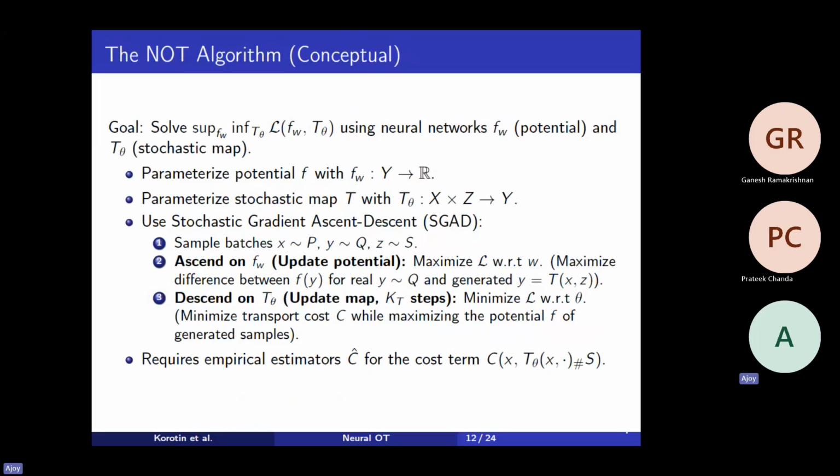Yeah. So these are the specific things that are used. Just to summarize how the NOT algorithm finally gets trained: we have this parametric critic. They define the critic as the parameterized potential F, which maps Y to R, basically assigning weights to the real data. And then we have a stochastic map with some parameters theta, which is learned. The next page has the algorithm.